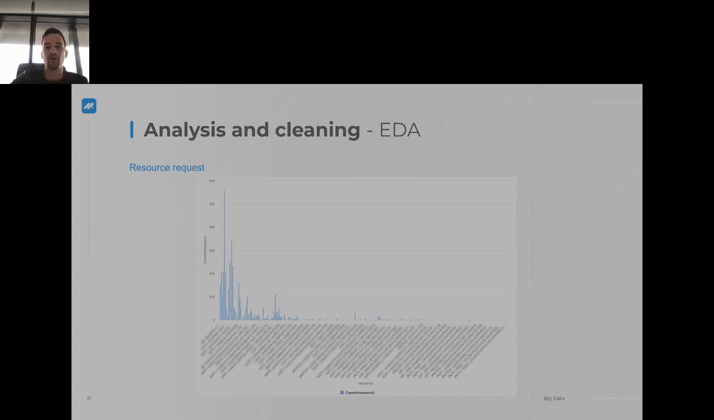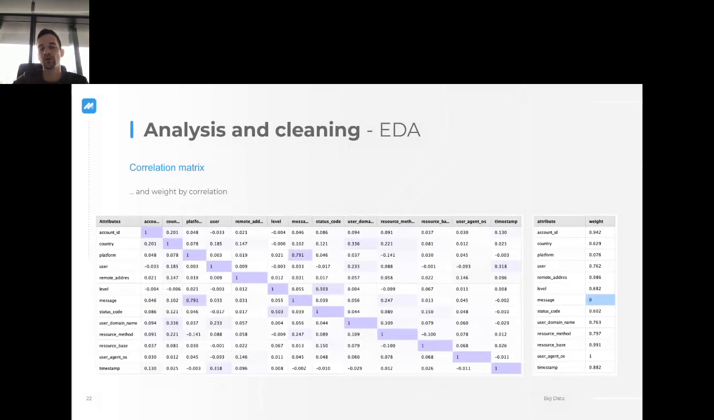Finally, we did some correlation metrics and weight by correlation, where we wanted to see how the attributes relate to each other. Of course, message and platform were highly related, and message was rated as 0, so we discarded that one. We could also notice that user domain name has a bit of positive correlation with country, which is reasonable because a lot of companies operate in specific countries, and most of the users come from that country as well.